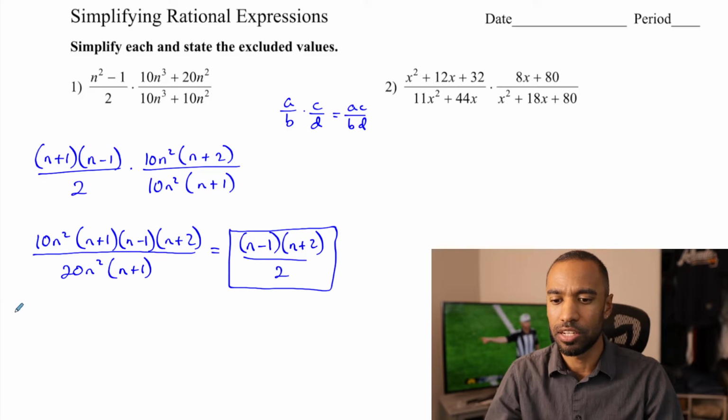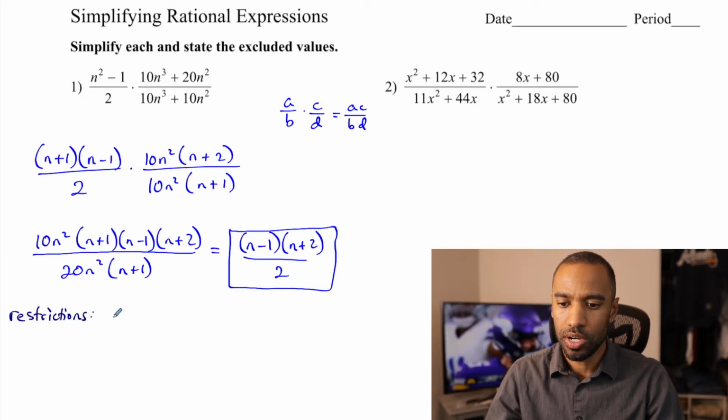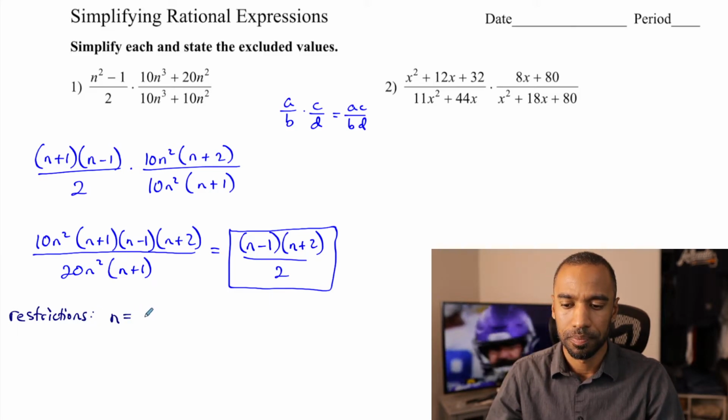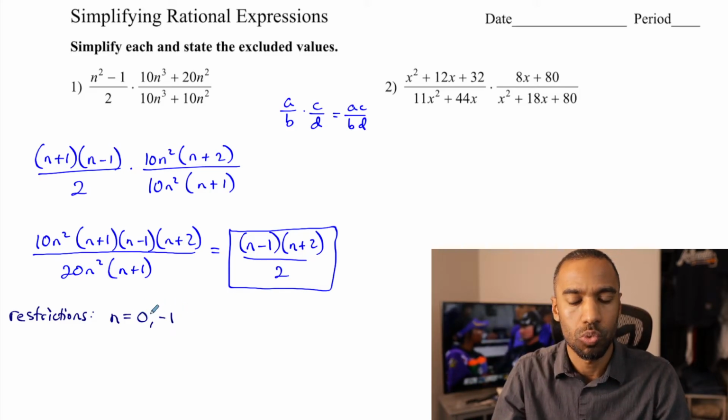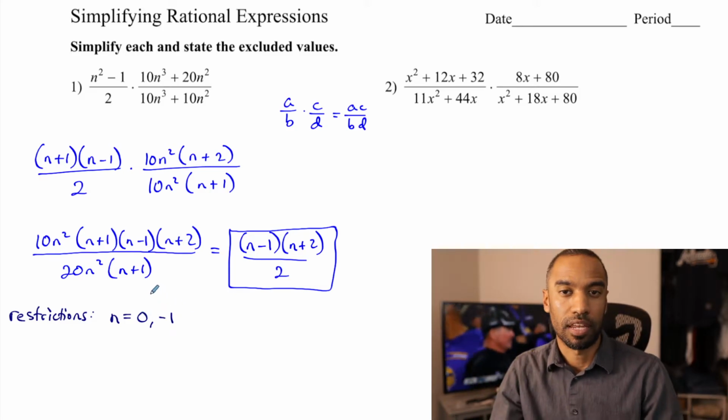So let me get into those restrictions again. They're called restrictions as they put excluded values. Restrictions are if n equaled 0 or -1, because those are instances where we would end up dividing by 0.